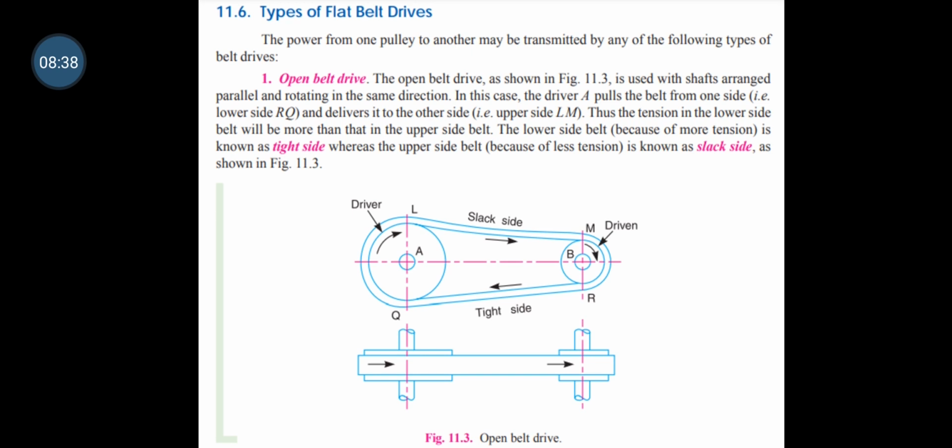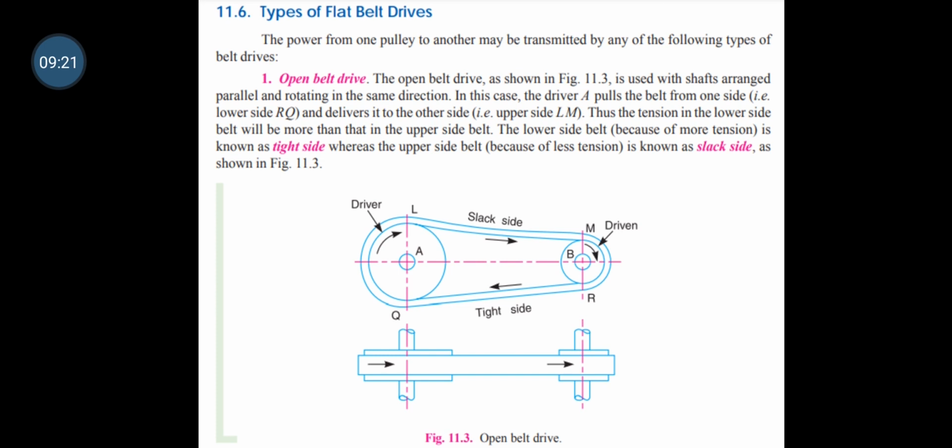A driver A and the driven B is connected by the flat belt LMQR. The open belt drive is used with the shafts arranged parallel and rotating in the same direction. In this case, the driver A pulls the belt from one side and delivers to the other side. Thus, the tension in the lower side belt will be more than the upper side belt. The lower side belt is known as the tight side. The upper side is known as the slack side.